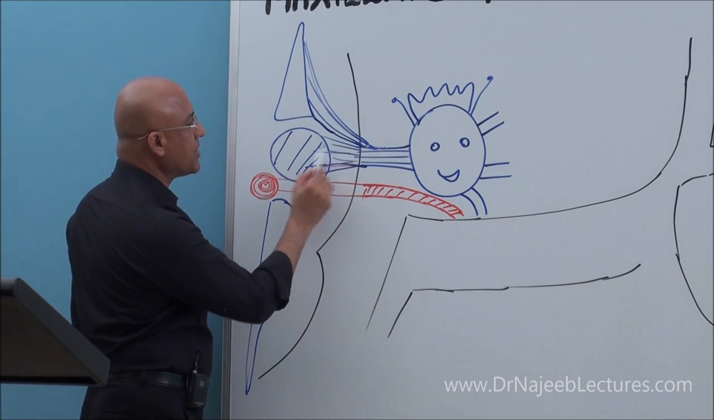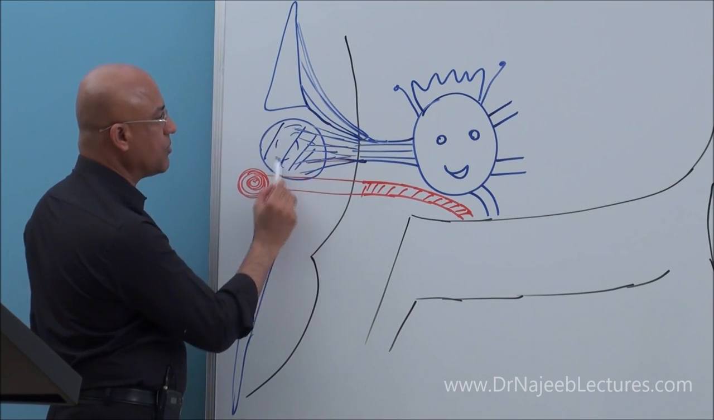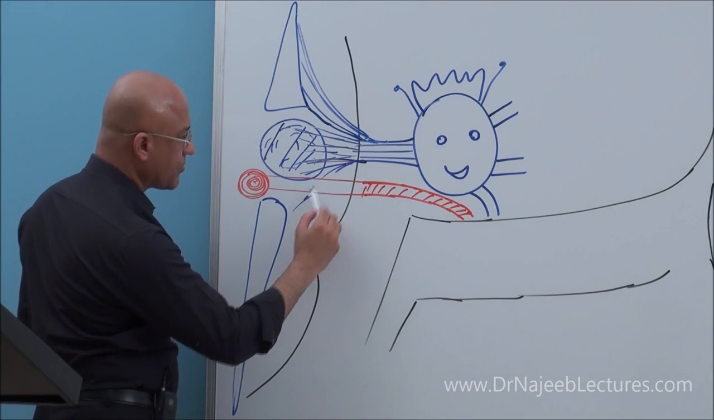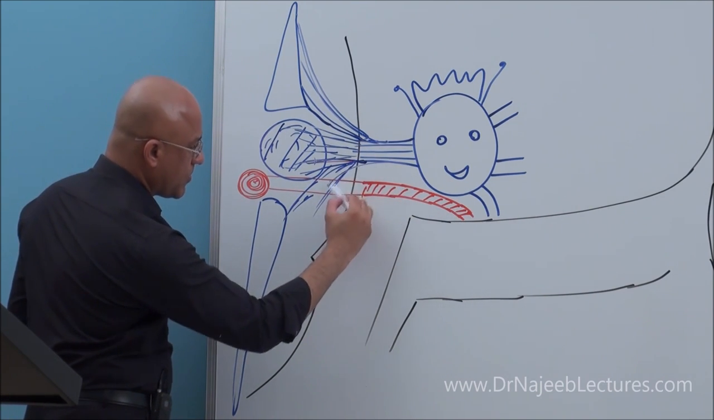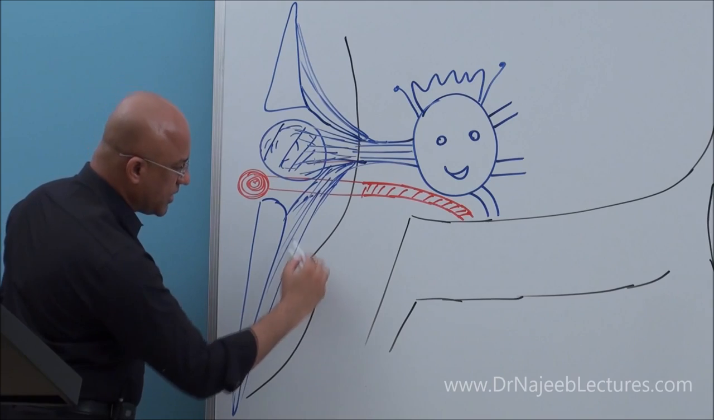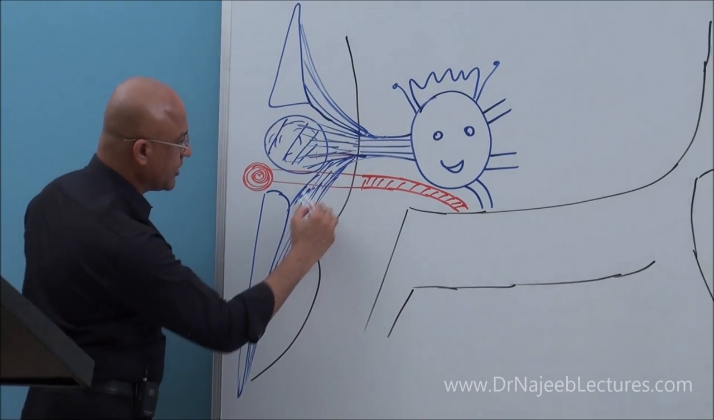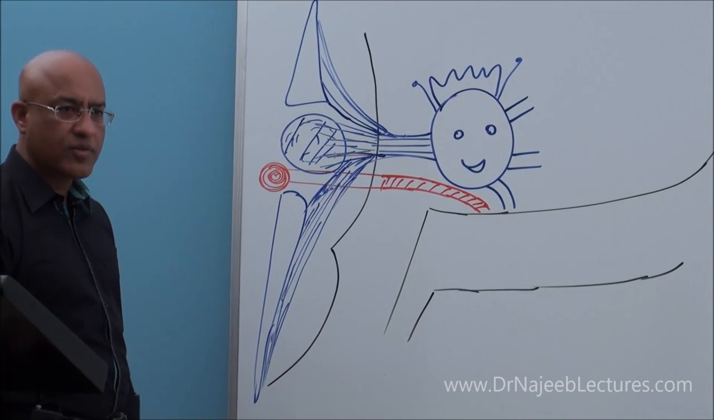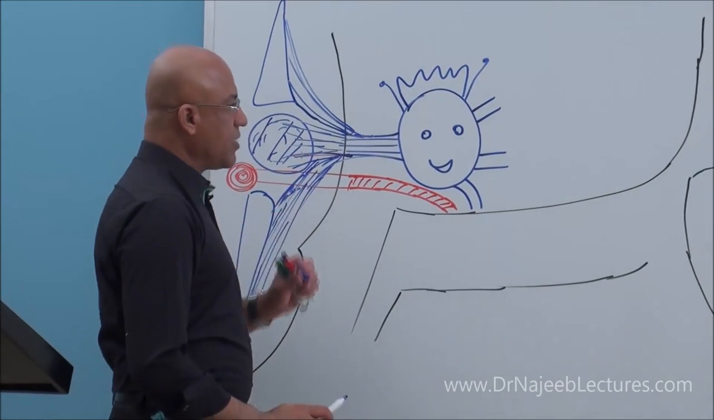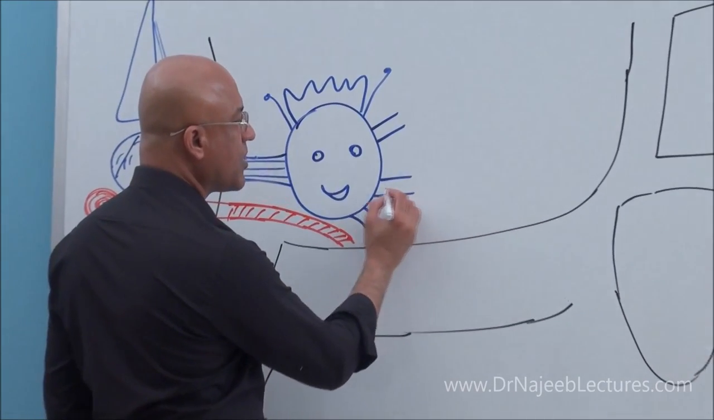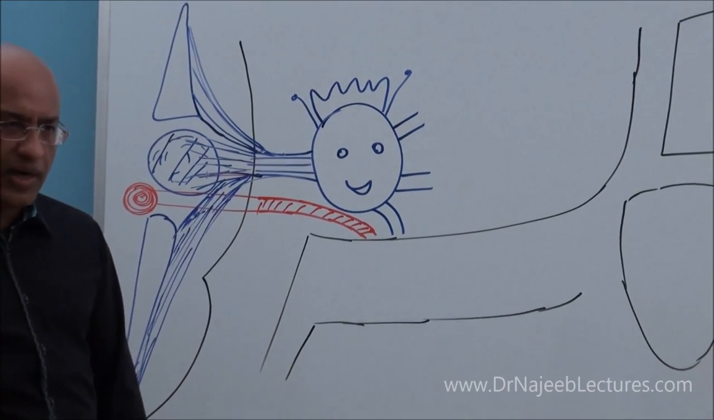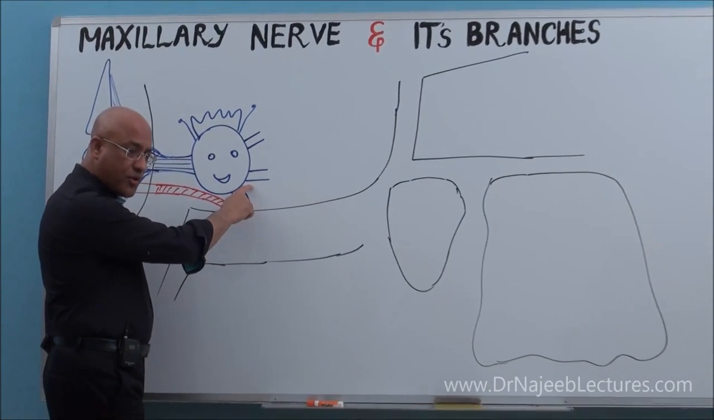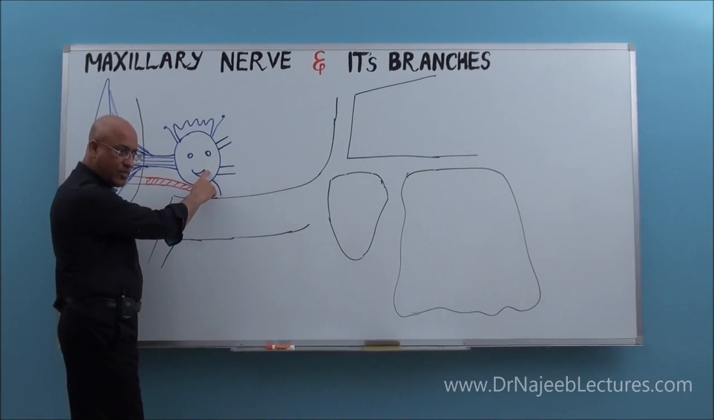Fine touch fibers from the face and mucosal areas of the nose and the palate come to the principal pontine nucleus. And pain and temperature fibers, which come from the trigeminal sensory system, are connected centrally with the spinal nucleus of the trigeminal system. But today we are specifically going to focus on the maxillary nerve. Now, the maxillary nerve takes origin from the trigeminal ganglion.